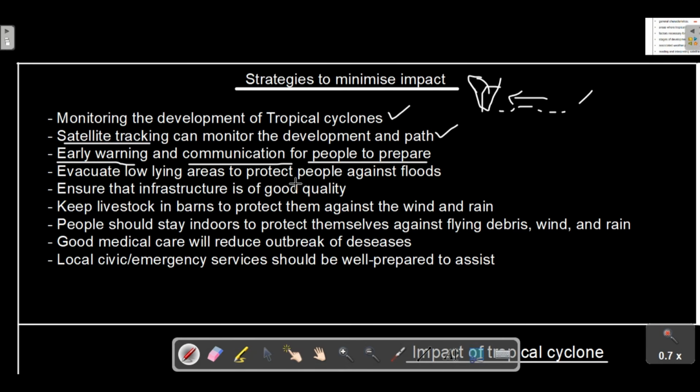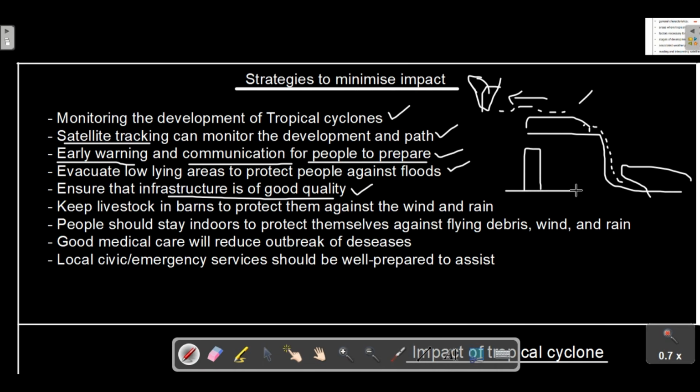You should evacuate low-lying areas to protect people against floods. Low-lying areas are the ones that are at risk of flooding. So take these people and animals into higher lying areas to protect them against flooding. Ensure that the infrastructure is of good quality. Make sure that you have buildings that can withstand the high wind speeds and the aggressive torrential rainfalls, so that you do not lose businesses and infrastructure.